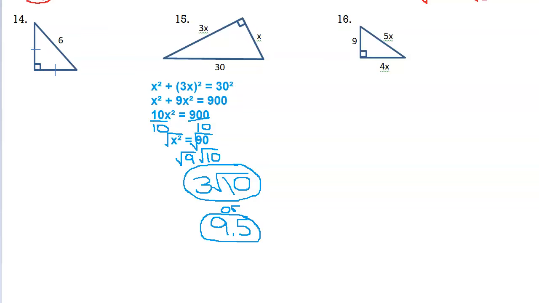Okay, so this is one of those weird problems. Don't overreact to the fact that you have two missing sides. You're just going to have to combine your like terms and then work with it a little bit differently. So like number 14, don't overreact to the fact that there are two missing sides. In fact, they're both the same because they're both marked that way, so it wouldn't really be a big deal anyway.